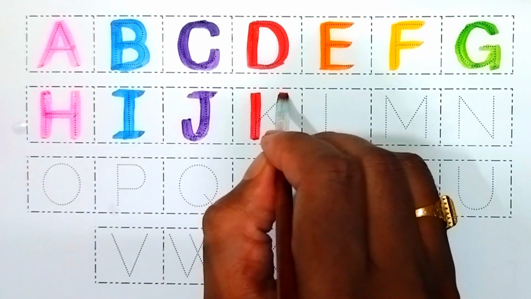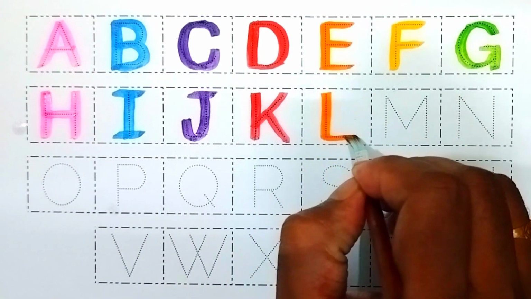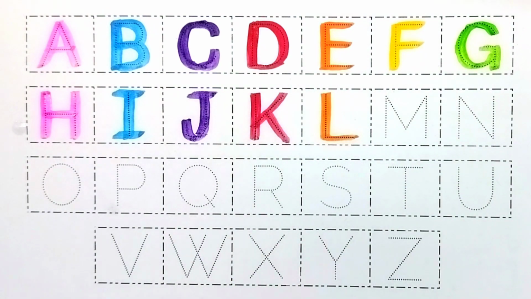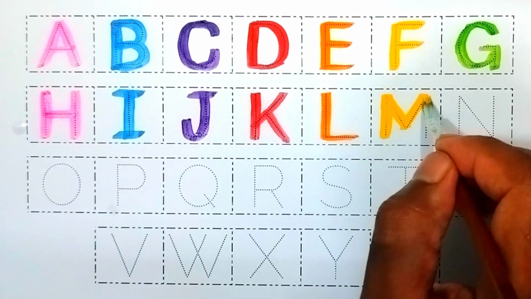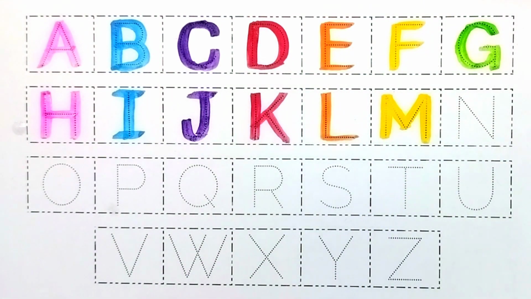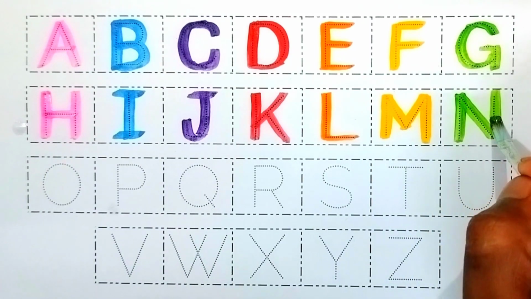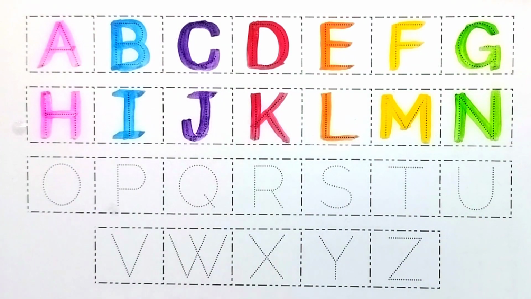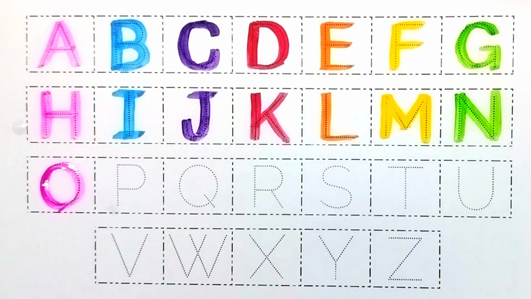K for kite. L for leaf. M for mango. N for nose. O for octopus.